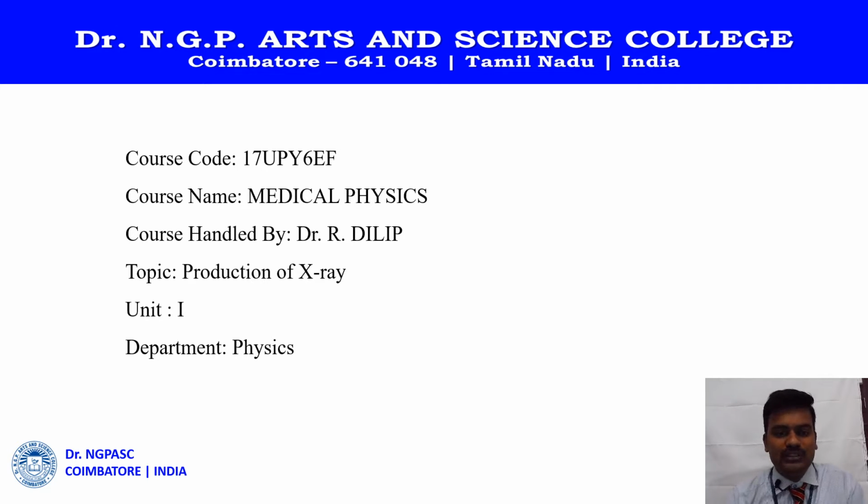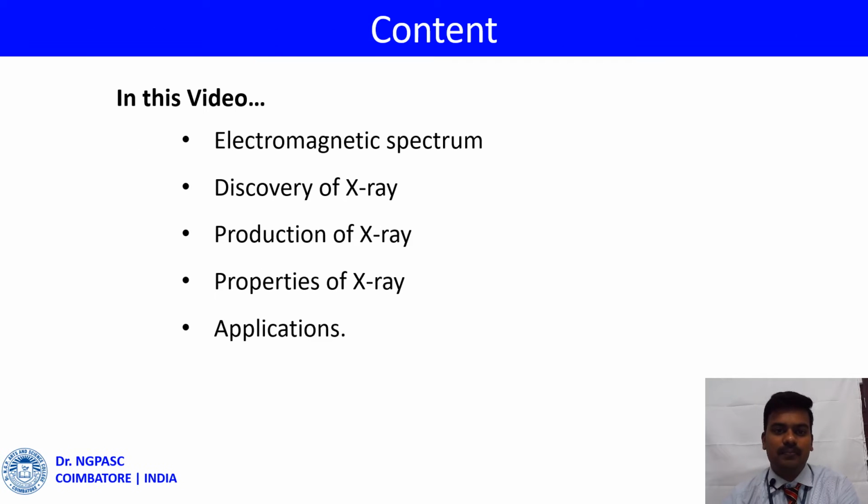Today we are going to discuss the production of X-rays, which belongs to Medical Physics, Unit 1. In this video, we discuss the electromagnetic spectrum, the discovery of X-ray, then how the X-ray is produced, the properties of X-ray, and some examples of X-rays.